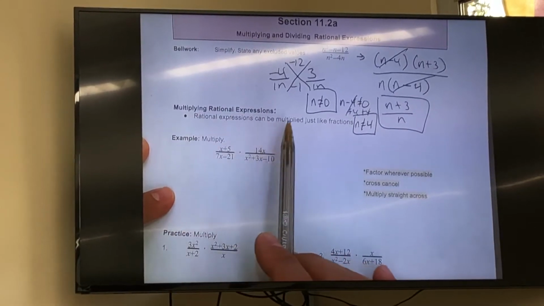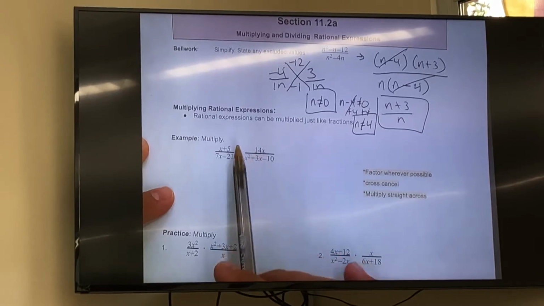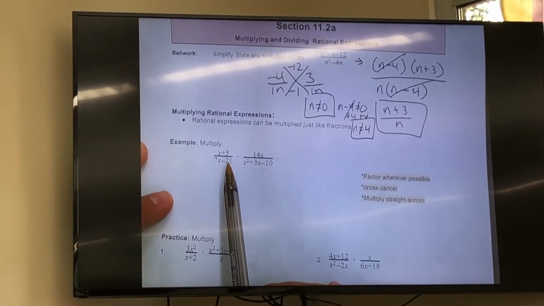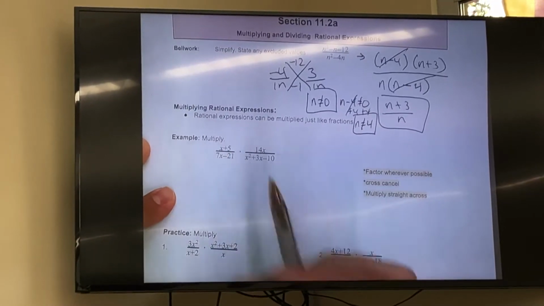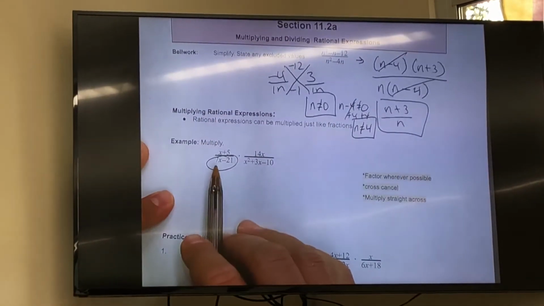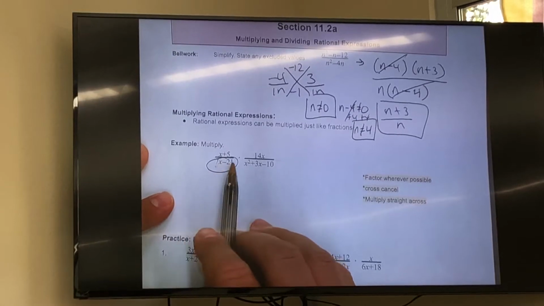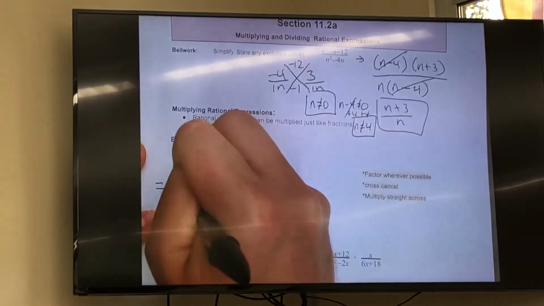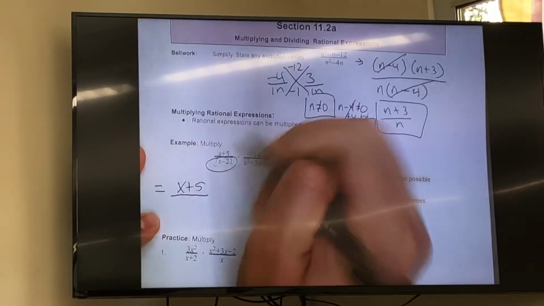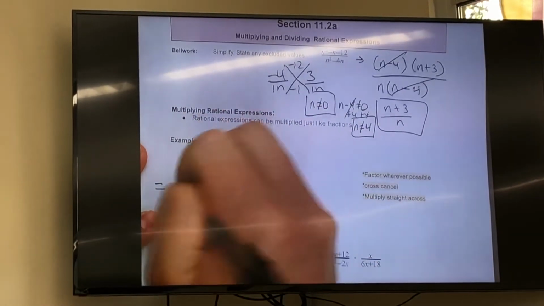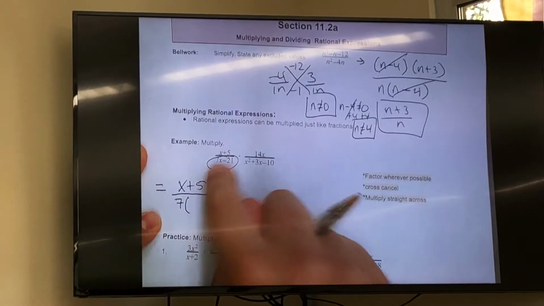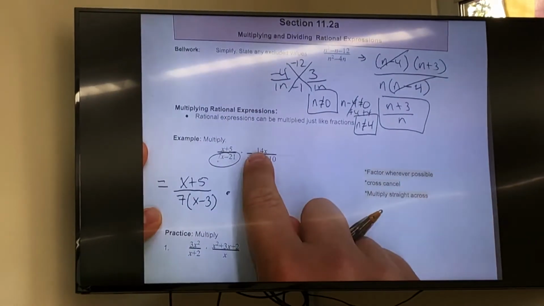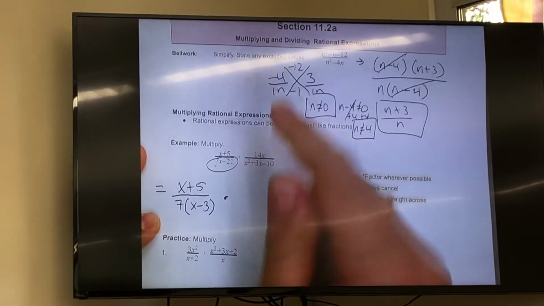Rational expressions can be multiplied just like fractions. So always simplify first and cancel everything that you can cancel to begin with. So what I mean by that is our 7x minus 21, it has a GCF of a 7. So I'm going to go ahead and rewrite it down here. X plus 5 can stay. We're going to pull out the 7, which will leave us with a x subtracting 3. Our 14x we can leave as 14.